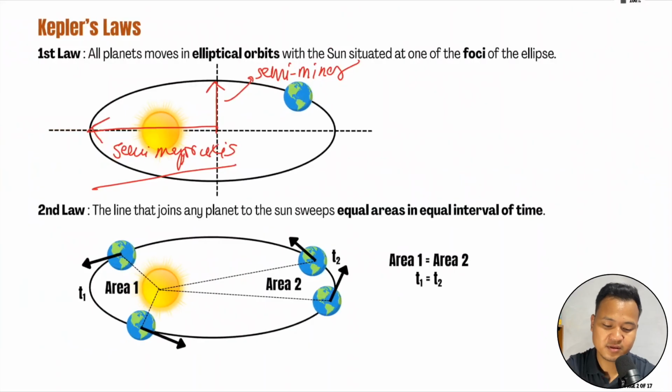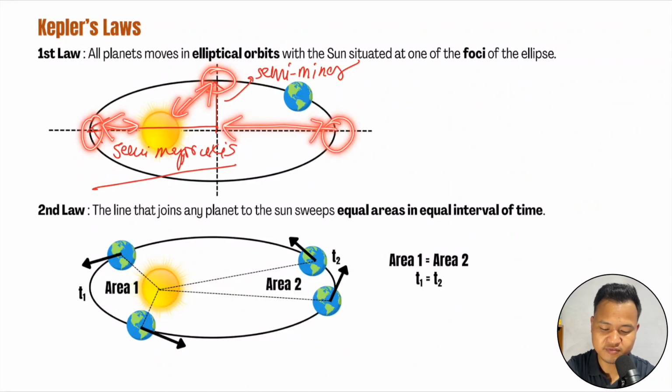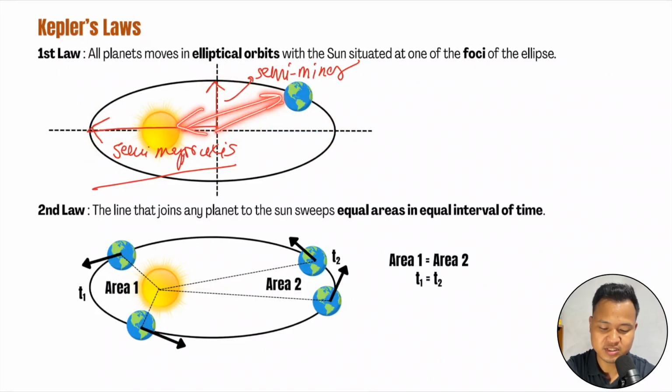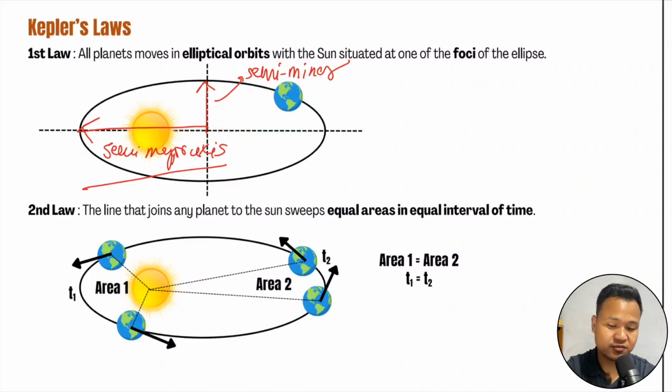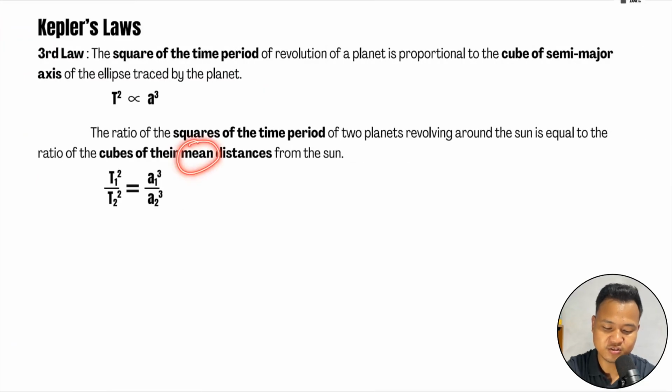The planet revolves in an elliptical path, so the distance from the sun varies. When you are here, okay, so this is the distance. When you are here, you are closest to the sun. When you are here, you are farthest from the sun. So if you take the average of all those distances, that is the mean distance.